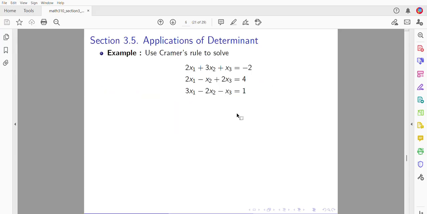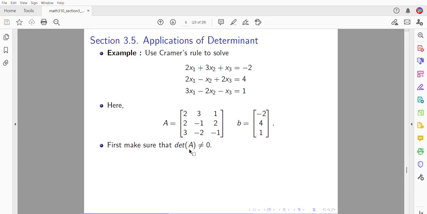Okay. Here is an example to use Cramer's rule to solve. Here is your system. A is the coefficient matrix. B is the output column. First, make sure the determinant is non-zero. Cramer's rule applies only when the determinant of A is non-zero.